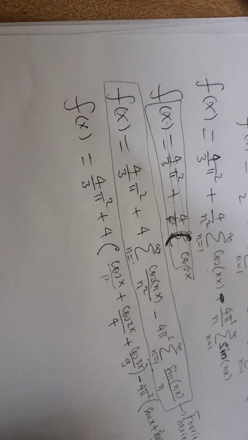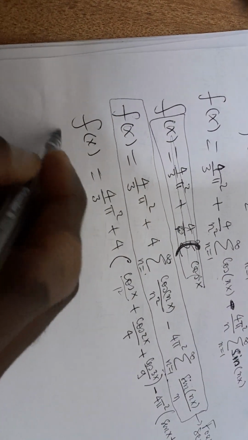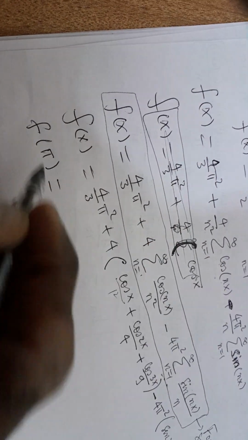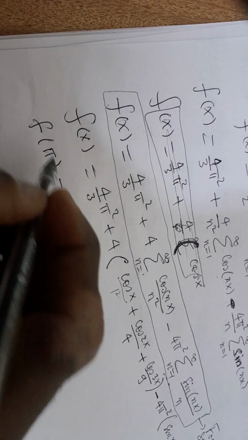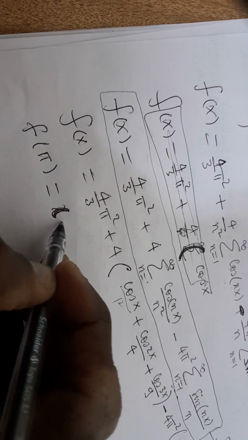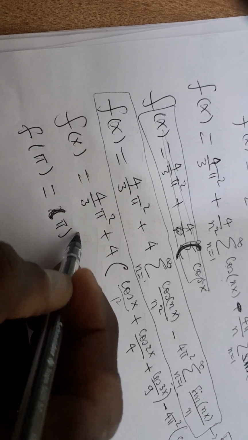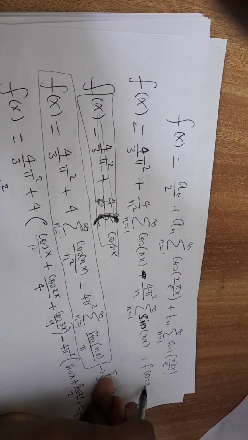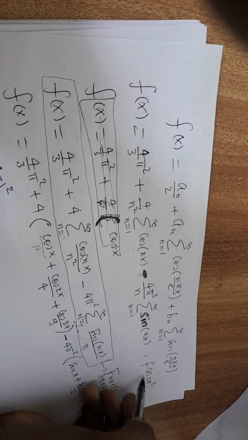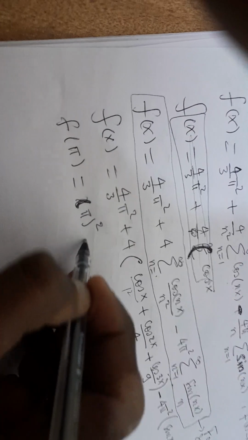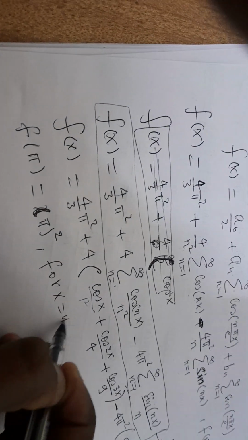Now, just for f of pi, go back. What is pi? We know f of pi: where you find x, you will put pi. So pi square, because what is f of x? f of x is x square. So f of pi, put here pi square. F of x is this one when x is pi. This is for x equal to pi.